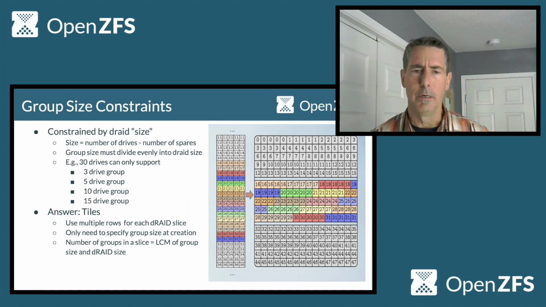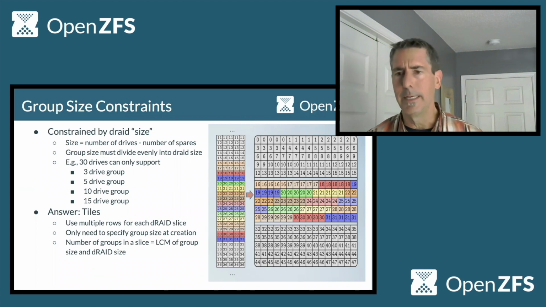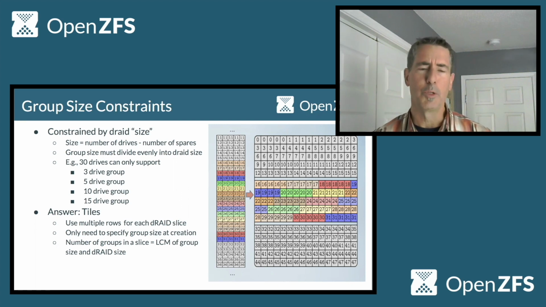The better answer was to introduce this notion of tiling. So instead of requiring that each slice have just a single row in it, we say, well, the number of rows in the slice is actually going to be the least common multiple of the size of the group and the size of the dRAID. And this allows us to tile in as many groups so that we get an even multiple and will evenly fill up the space in a particular permutation slice.